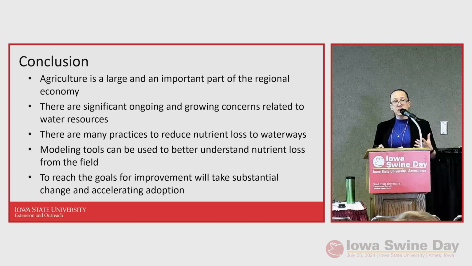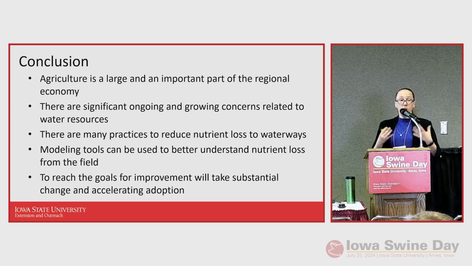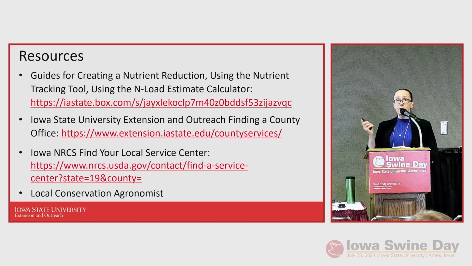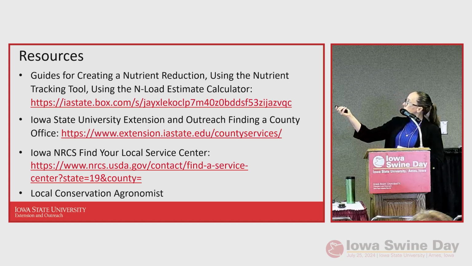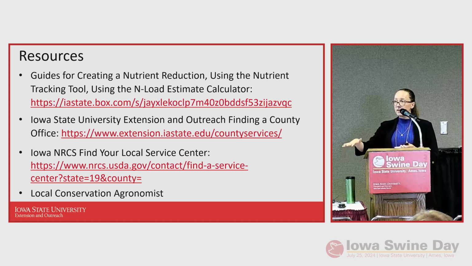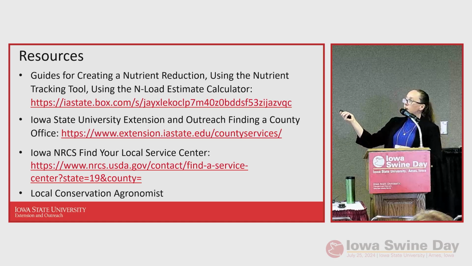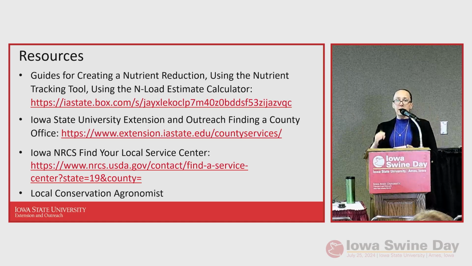Ultimately, we can reach the goals of the nutrient reduction strategy. It's just a matter of a substantial change in our thought processes, our goals as a state, and an acceleration in practice adoption. Now, I have a few resources in addition to the ones that I've shown already. This top link has handouts with a guide for creating a nutrient reduction plan using that manual I showed you. And then there are 2 additional handouts that are a step-by-step guide for how to use the nutrient tracking tool, and another step-by-step guide for using the N load calculator.